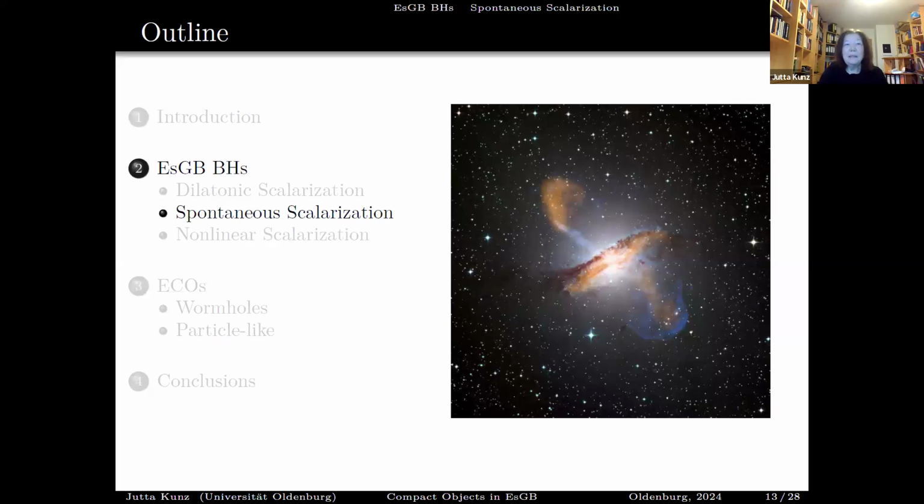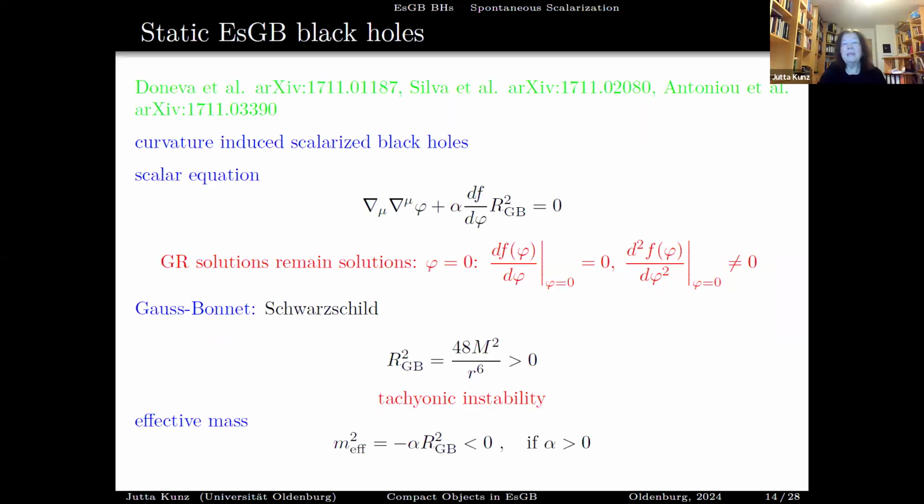So let's now look at another type of coupling function, the spontaneous scalarization coupling function. And now we take some even coupling function. And why do we want this? Now, let's look again at the Klein-Gordon-type equation here.